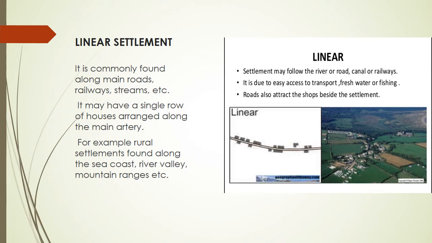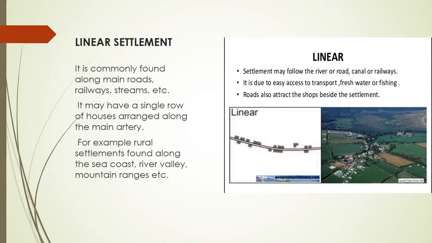Linear settlement may follow the river or road or canal or railway. It is due to easy access of transportation, fresh water, or fishing. Roads also attract the shop besides the settlement. Usually shops are situated along the roadside, because of that a lot of consumers are attracted to those shops.